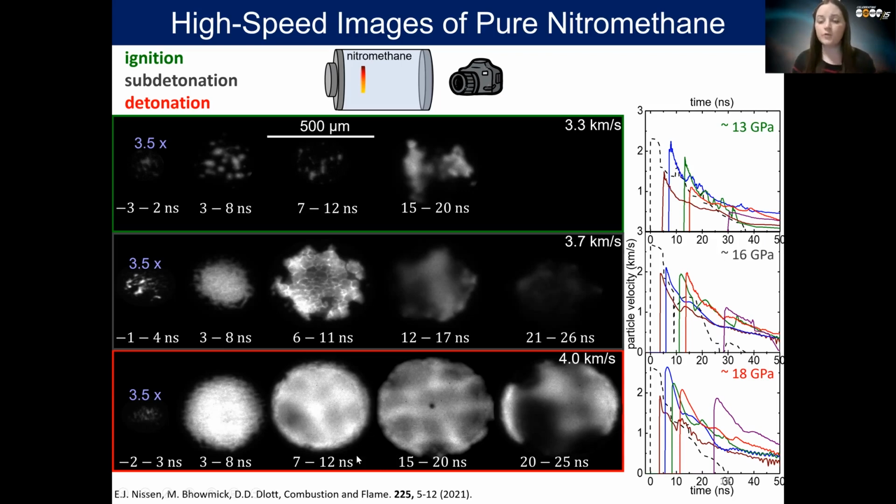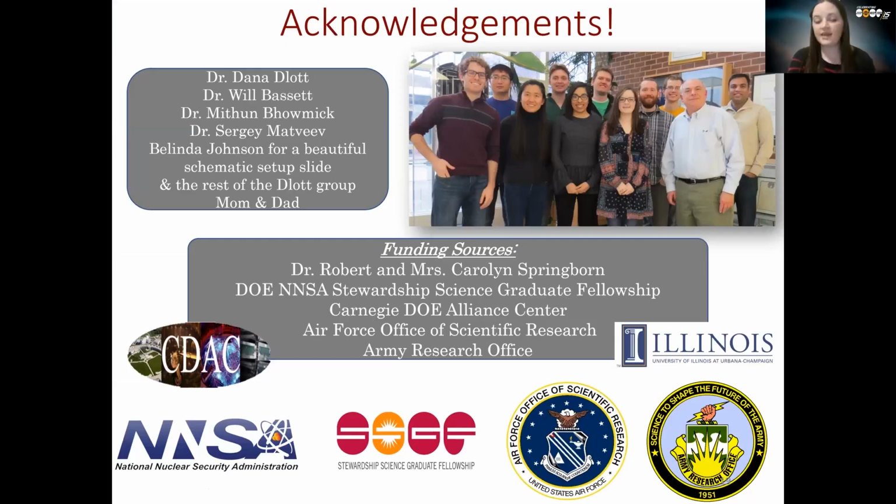And so we can fully map out how the flow structure is changing in both space and time using all 3 of these techniques: the PDV, the high-speed camera, and the pyrometry, which I was not able to talk about today. That allowed us to map out the full time to detonation, or the full shock to detonation.